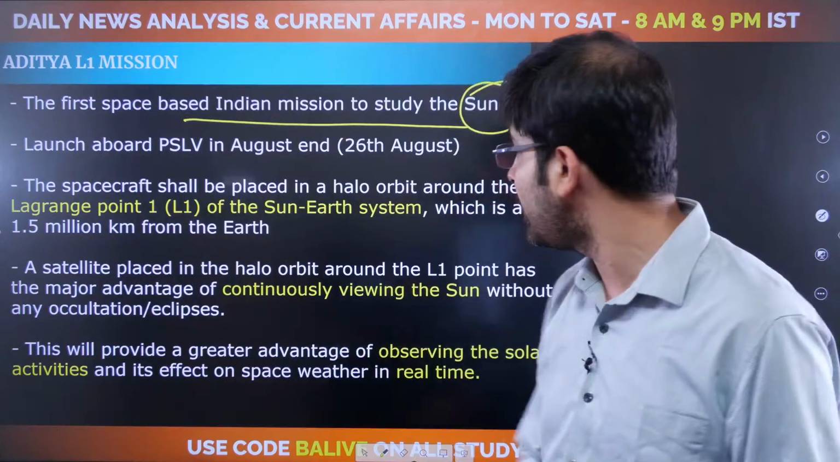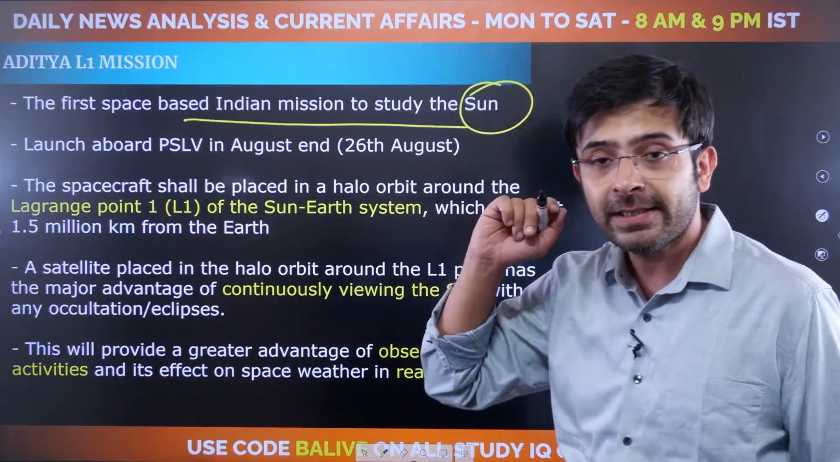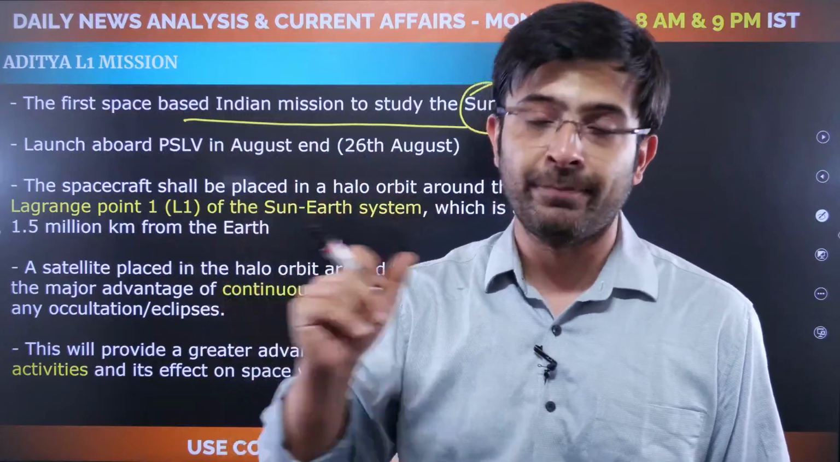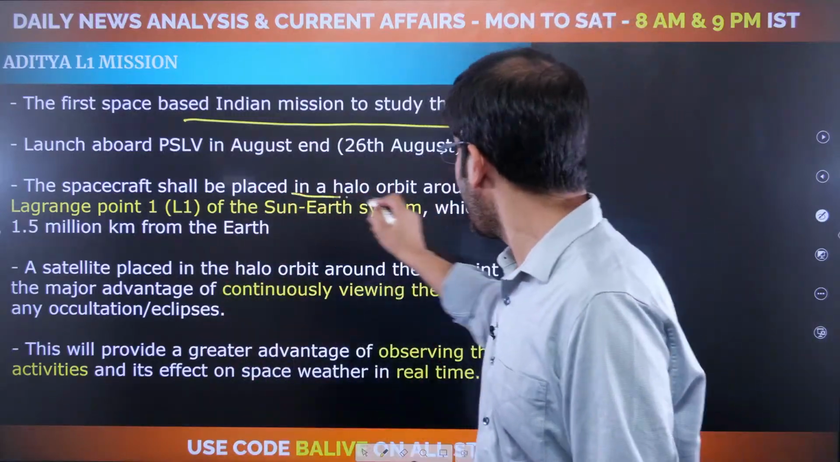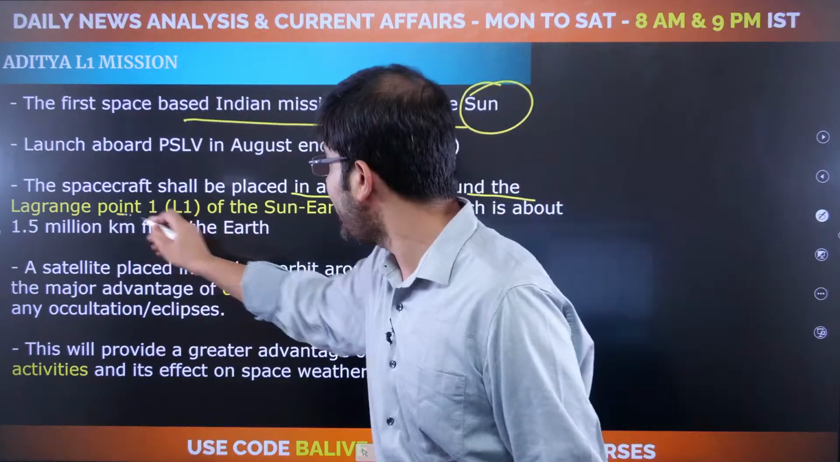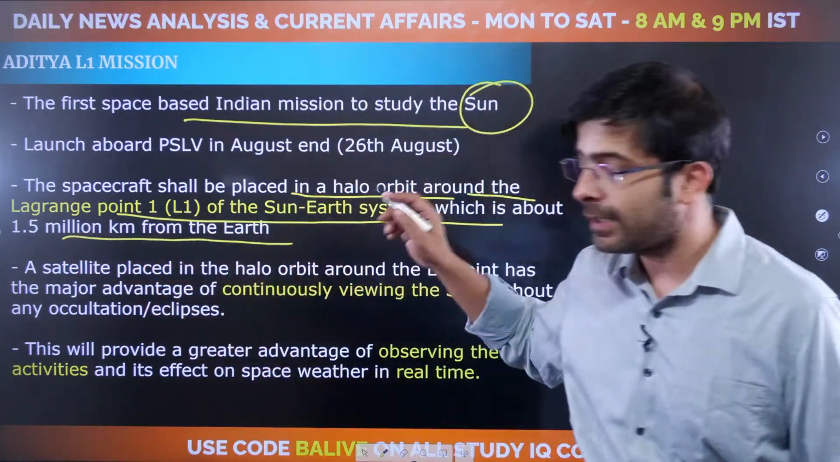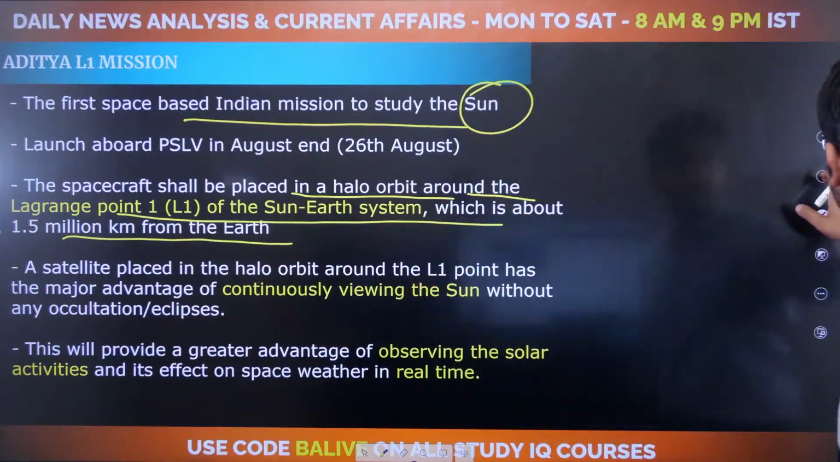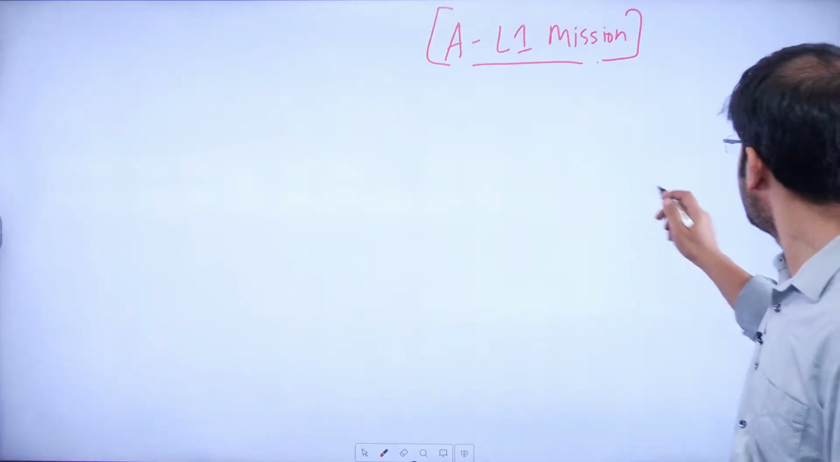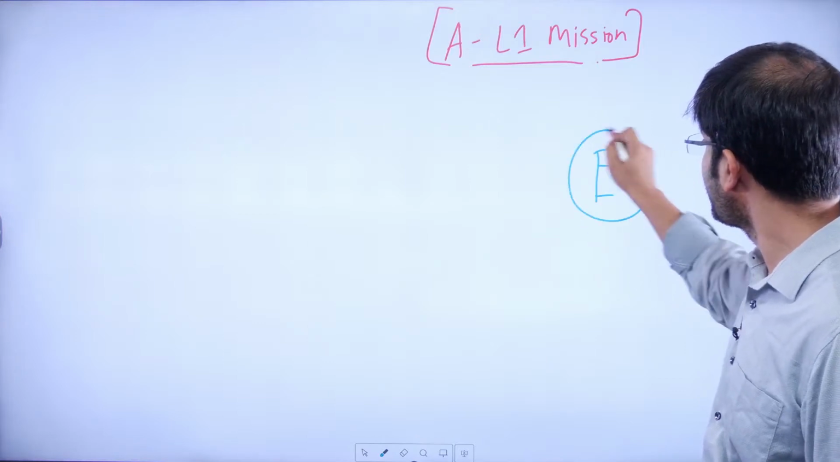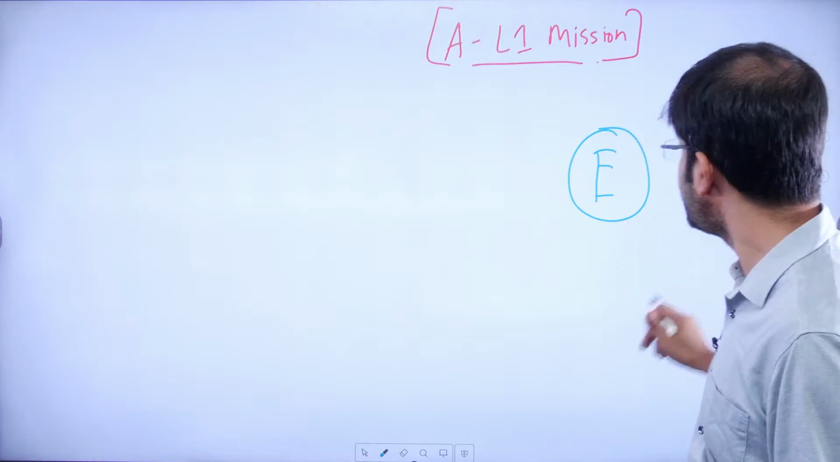What's important for us is to understand that this whole mission is going to be based out of a halo point, that is Lagrange position 1. Okay. In a halo orbit around the Lagrange point 1 of the Sun-Earth system, which is about 1.5 million kilometers from the Earth. So straight away, your first understanding here is that, well, this is a blue Earth, okay, and then you have the red sun.